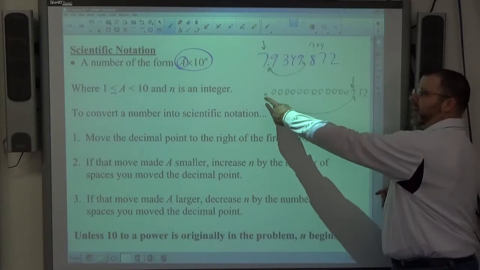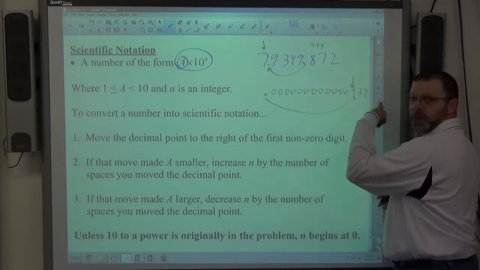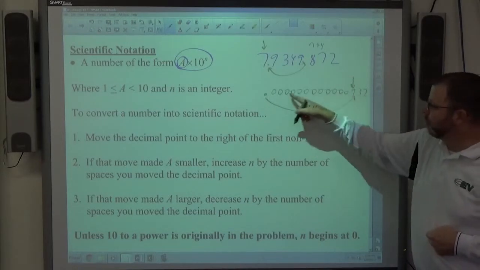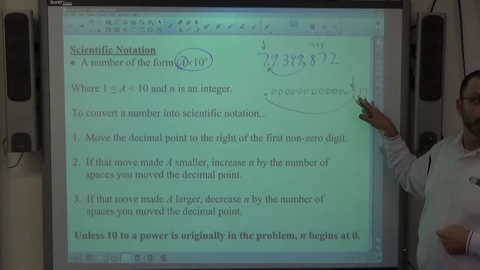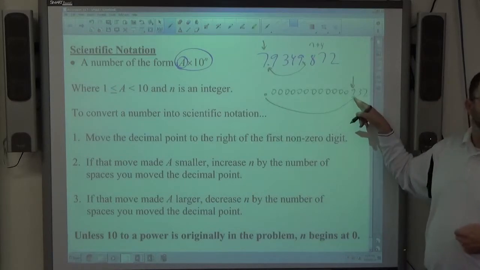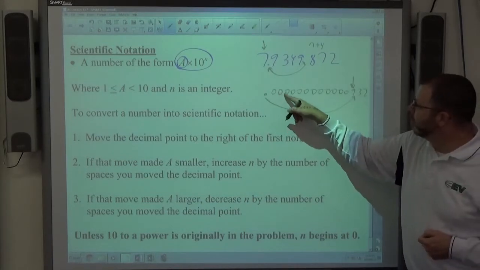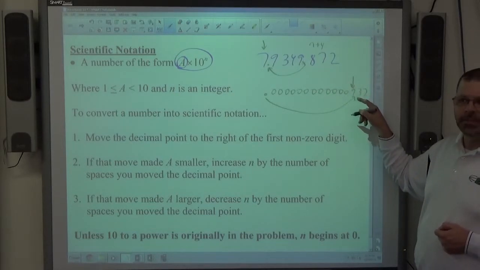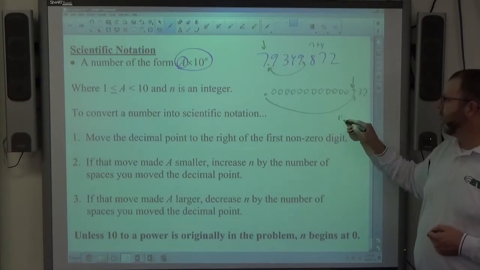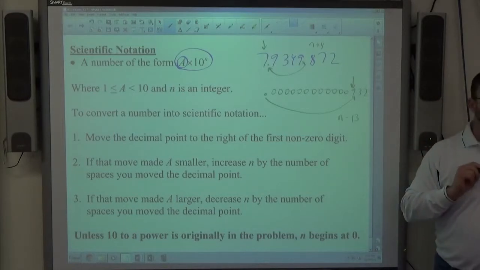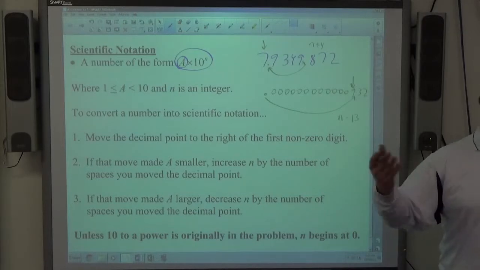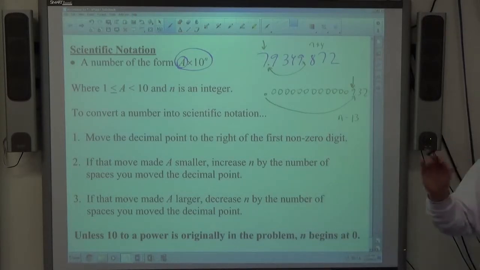If your move makes A bigger, so this is A, which is this decimal number, right? If I move it right, it becomes bigger. So 0.00, whatever, all this is really, really tiny. You move the decimal point there, now it's 9.32, it's bigger, by 1, 2, 3, 4, 5, 6, 7, 8, 9, 10, 11, 12, 13 decimal places. You made A bigger, so you make N 13 smaller. That's all you have to do. If you make A bigger, you make N smaller. If you make A smaller, you make N bigger. And however far you move the decimal is what you're going to add or subtract to N each time.